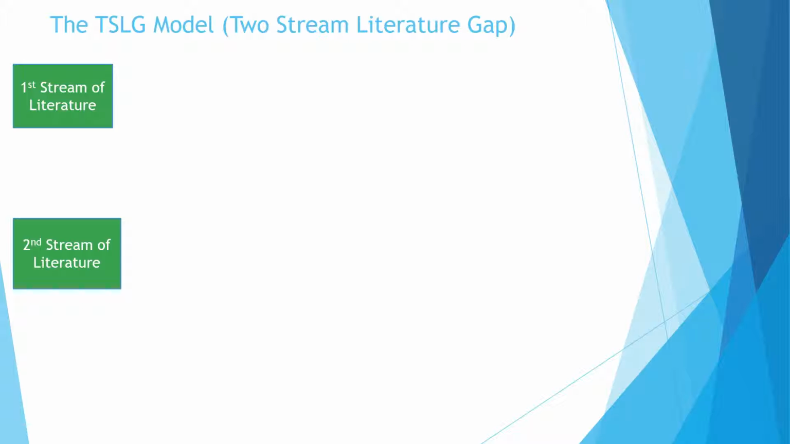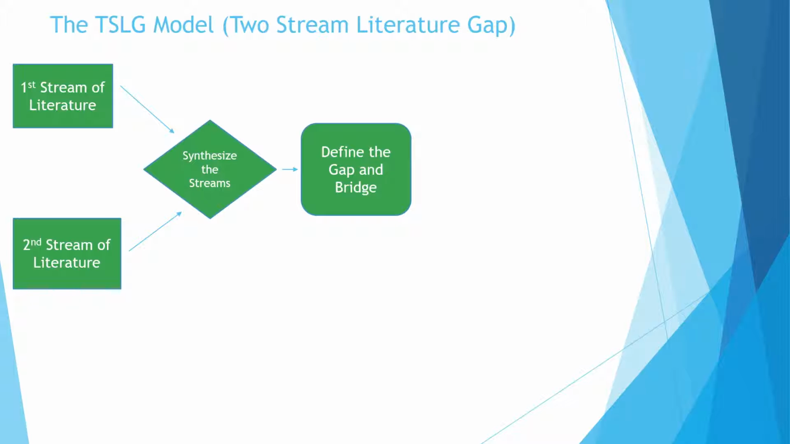So we're going to take 2 streams of literature. We're going to boil them down and synthesize them, defining a gap where the 2 streams come together, and a bridge where you show how these 2 streams are going to benefit each other. These 2 theoretical bases are going to benefit each other by being tied together.